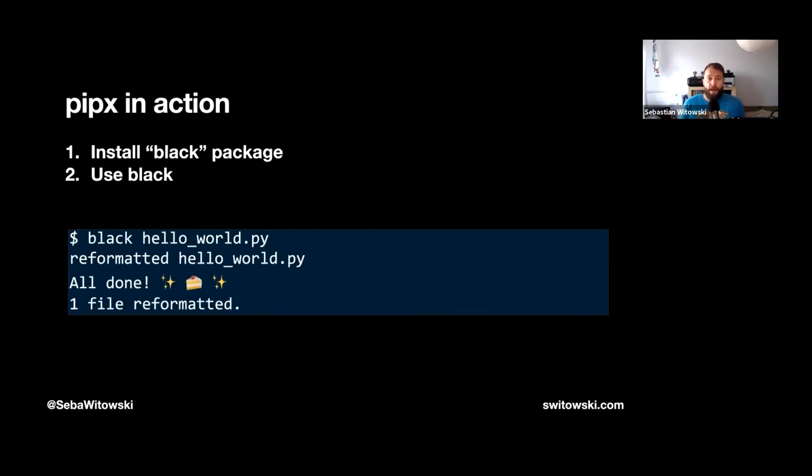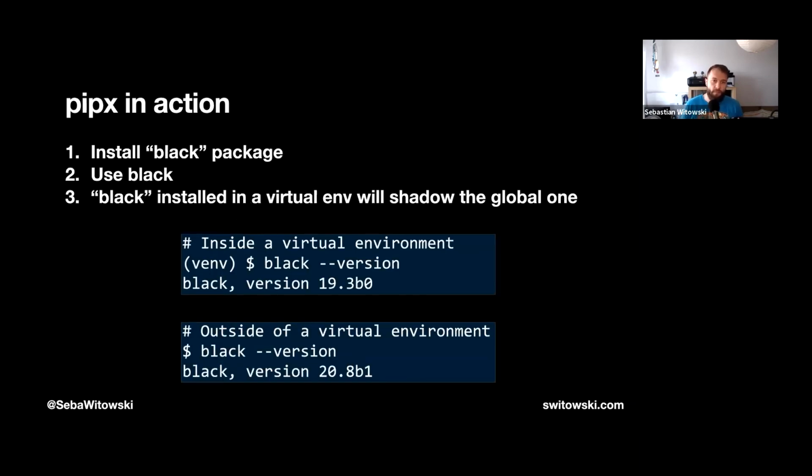Now I can use Black as if it was installed with pip. It doesn't matter if I'm inside of a virtual environment or not, I will always use this global Black package. I don't have to activate anything, I just run the same commands as I would run if I didn't use pipx. And if I want to install a different version of Black inside my virtual environment, I can do this. This Black from a virtual environment will take precedence over the global Black, and it will be used as long as the virtual environment is active.